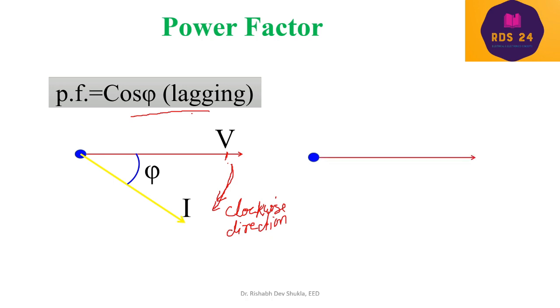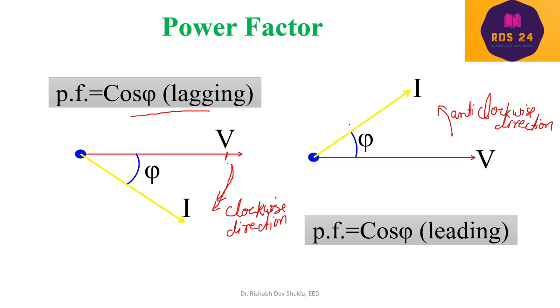Again drawing a vector V, and in this case the current is leading the voltage, because now it is in the anti-clockwise direction. So in this case the current leads, and the angle between the voltage and current is phi. Again this is the power factor cos phi, but in this case it is leading.